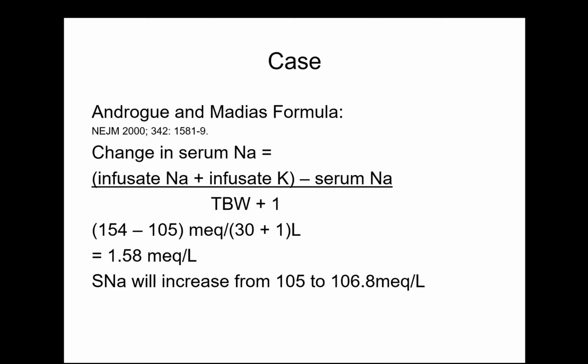So if we use this formula in this case, we are giving normal saline. So the infusate sodium is 154. There's no potassium in our normal saline, so there's nothing. Minus the serum sodium of the patient, which is 105, divided by her total body water, we said she was 60 kilograms. So just halve it for convenience's sake, we'll say her total body water is 30 kilos, plus 1 because we gave a liter of normal saline. And if you plug in all the numbers, this formula will tell you that giving her a liter of normal saline will cause an increase in her serum sodium by 1.58 milliequivalents per liter.